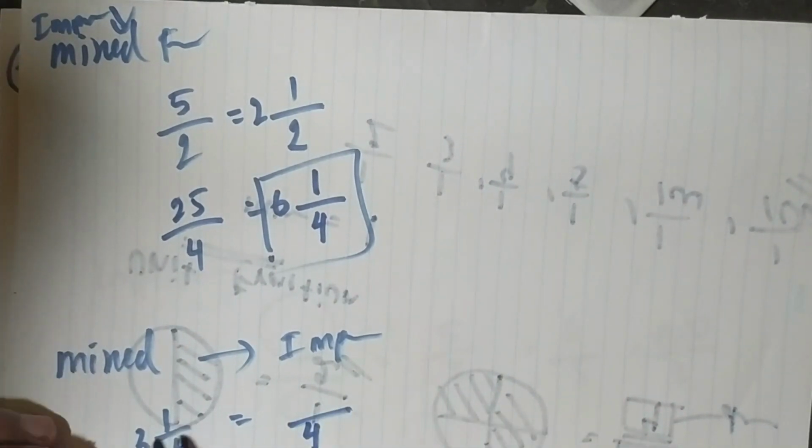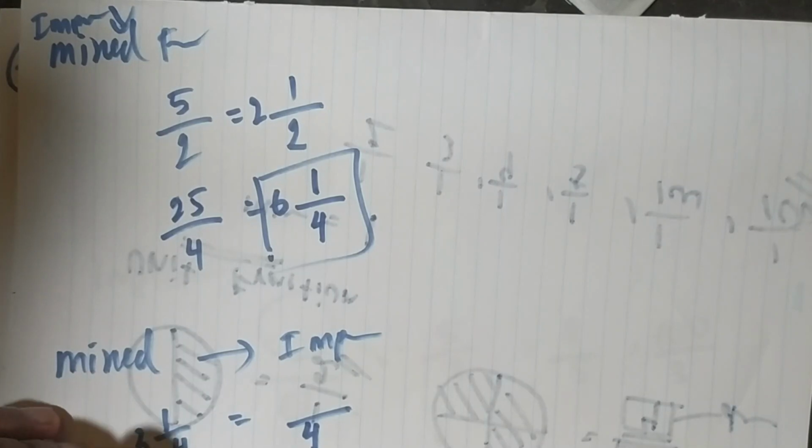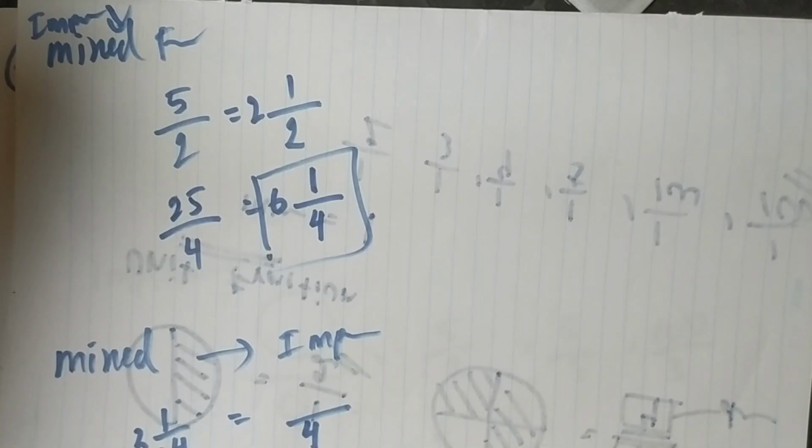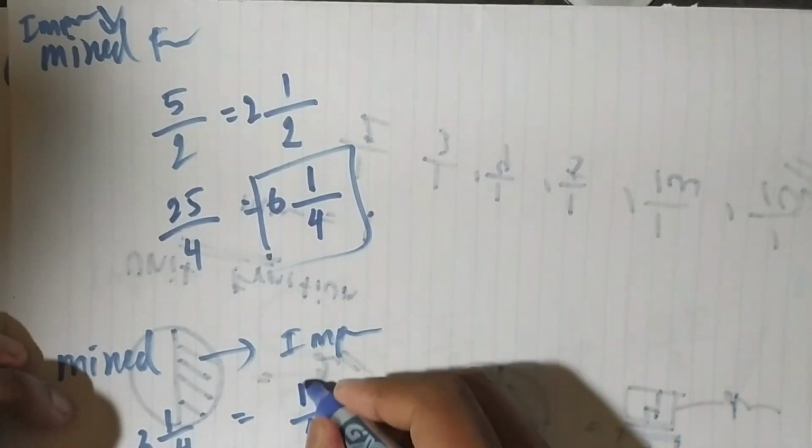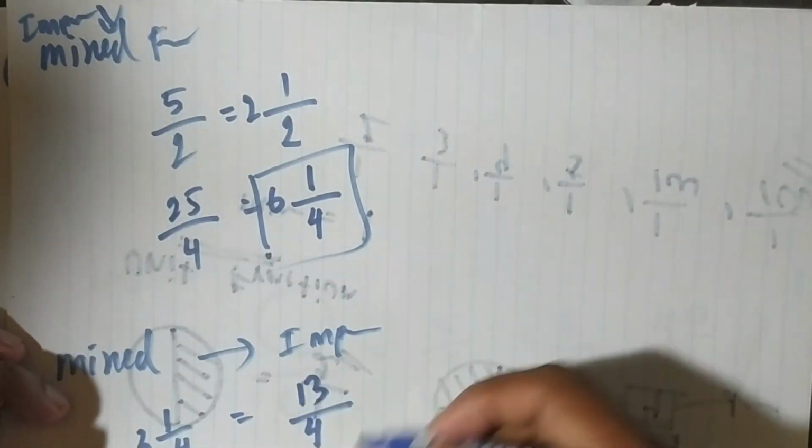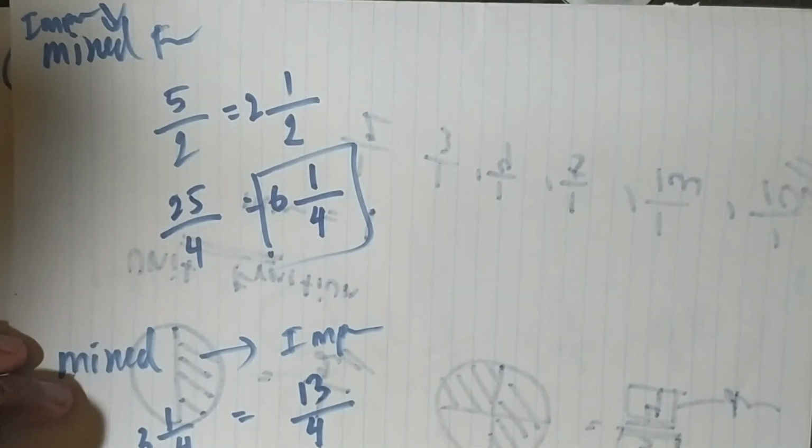So now, see, this is the method. 3 into 4. Multiply these two and add this. 4 into 3 is 12. 12 plus 1 is 13. So this one we call improper, and this one is a mixed fraction.